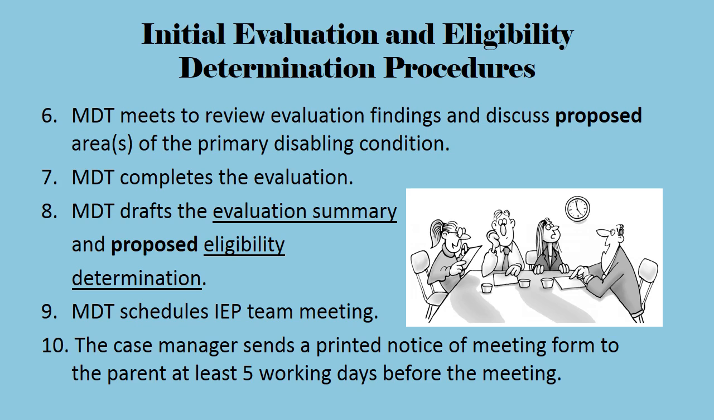It is very important to keep in mind that the team is proposing an area of disability and proposing a student's eligibility, and not making determinations without meaningful parental participation. This is a proposal and no decision is made without parental input. The team can have informal meetings without the parent, but the parent has an important role in the IEP process and is always an important team member.